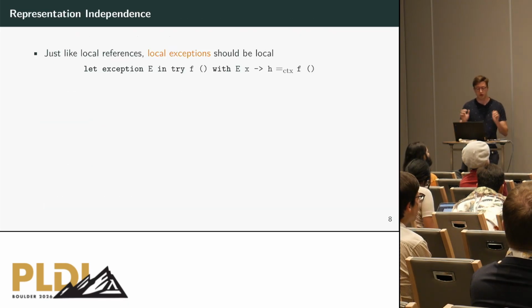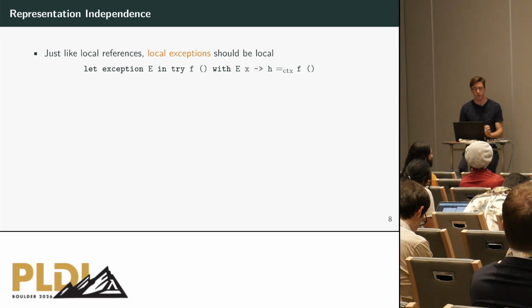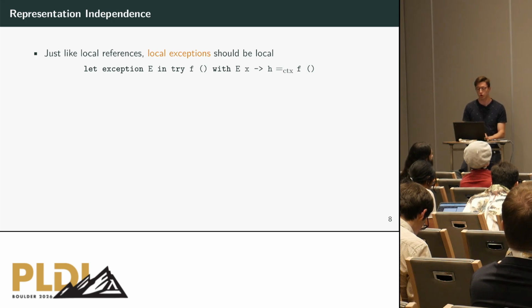Finally, we also have representation independence results. So just like local references, we want these local exceptions really to behave locally. So if we locally declare an exception E, and then we execute F, wrap it in a try with block where we catch all those exceptions in E, this should be contextually equivalent to just executing F, because E should not be in scope of F.